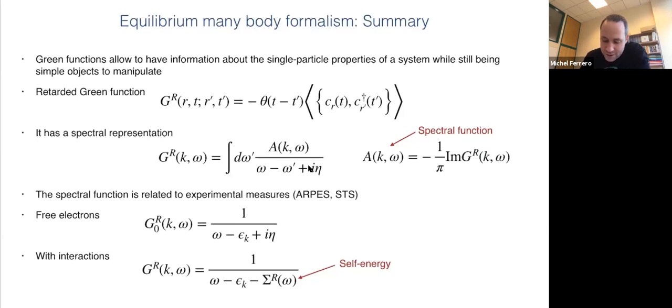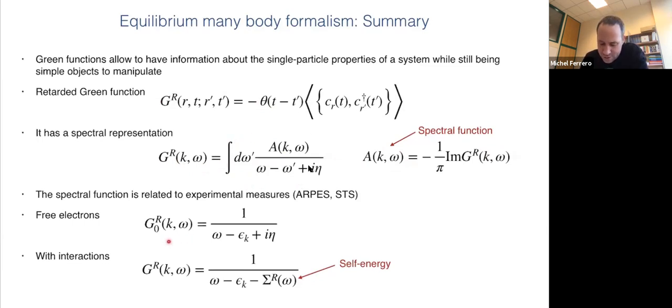An important object to probe the properties of the system is this retarded Green function. It doesn't tell you about everything, but it gives you information about single particle properties that are, for example, relevant for ARPES or scanning tunneling spectroscopy. It takes this formulation in real time, but importantly, it's related to an important object, which is the spectral function, which relates to experiments. And you can always bring this G of R under this spectral representation here.